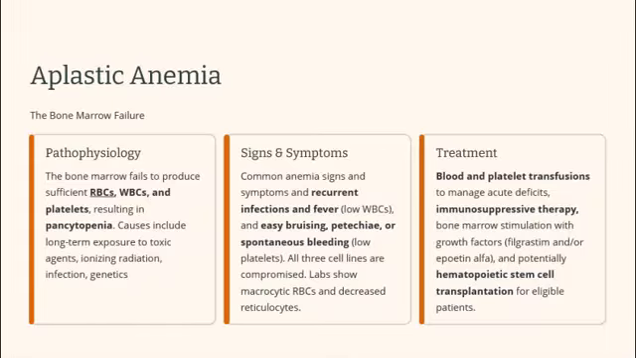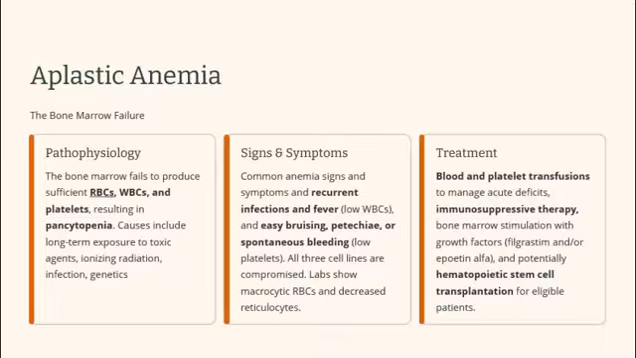With aplastic anemia, the bone marrow fails to produce sufficient red blood cells, white blood cells, and platelets, resulting in pancytopenia. Pan meaning everything, cyto, cell, all cells are low. We're focusing on the red blood cells because this is an anemia. Causes include long-term exposure to toxic agents such as ionizing radiation, as well as infections and genetics.